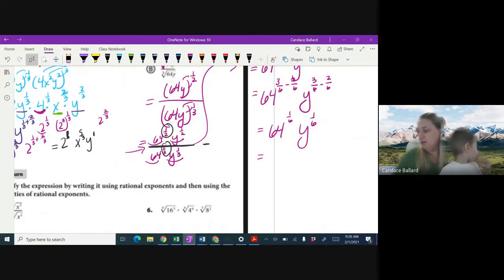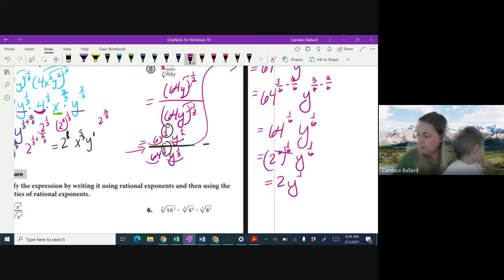Good, good. We're going to write it as 2 to the 6 to the 1/6, y to the 1/6. These cancel, so we get 2y to the 1/6 power. And again, I don't know off the top of my head how an HMH assignment is going to have you do that. You could also convert it back to the 6th root of y. Okay? All right, let's do a couple more of these.